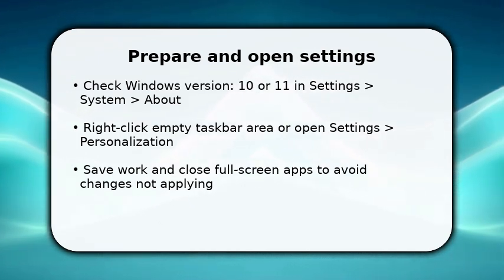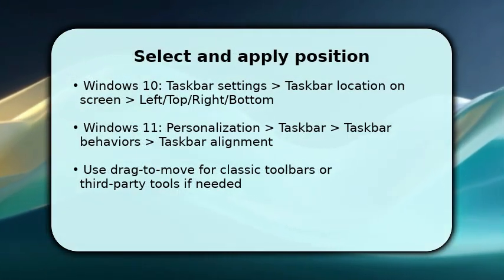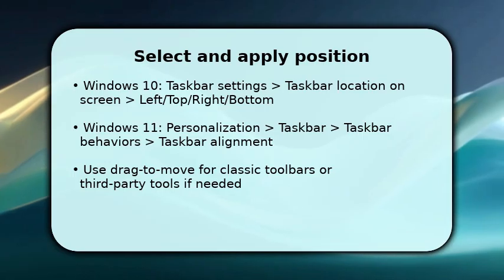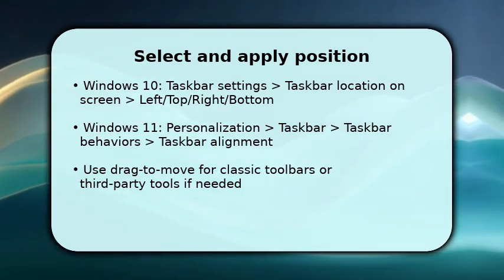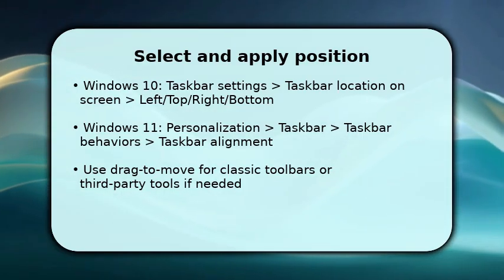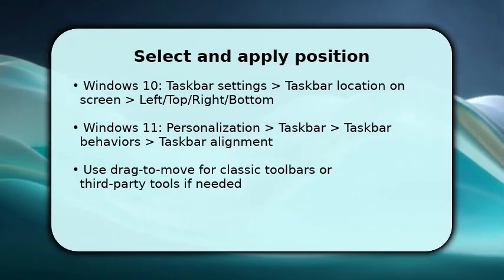You now choose the exact position. In Windows 10, open taskbar settings and set taskbar location on screen to left, top, right, or bottom. Click Apply and confirm. In Windows 11, go to Personalization taskbar behaviors and change alignment to left or center.